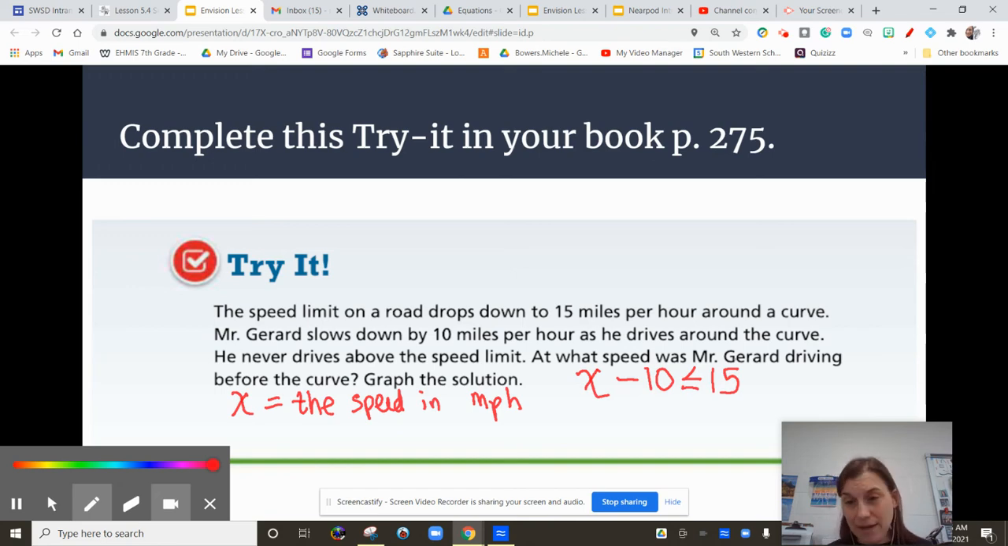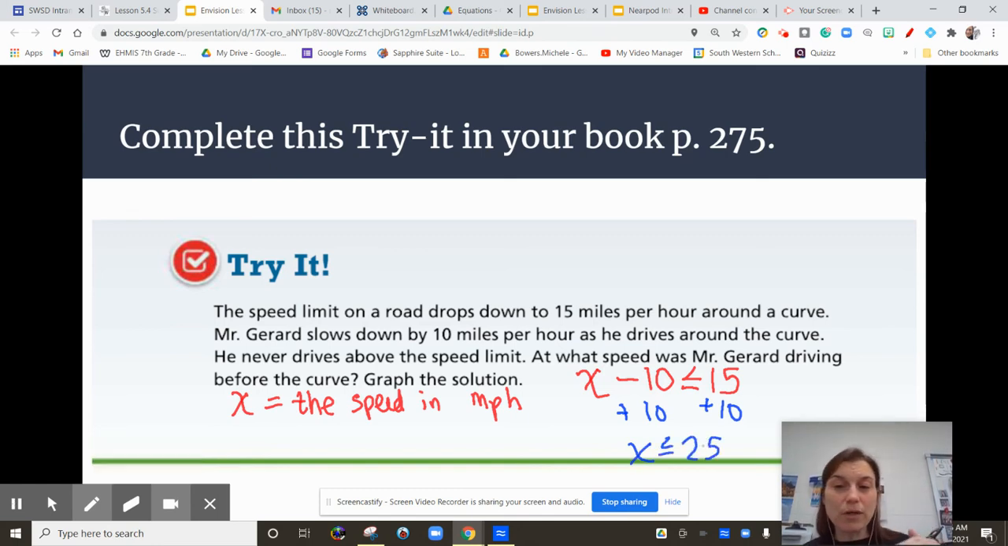So now that we wrote that inequality, we are going to solve it and graph it. To solve it, I would add 10 to both sides, just like it's an equation. And I would get x is less than or equal to 25. That means he had to start at only 25 miles per hour so that when he went down 10 miles per hour, he would be at 15.